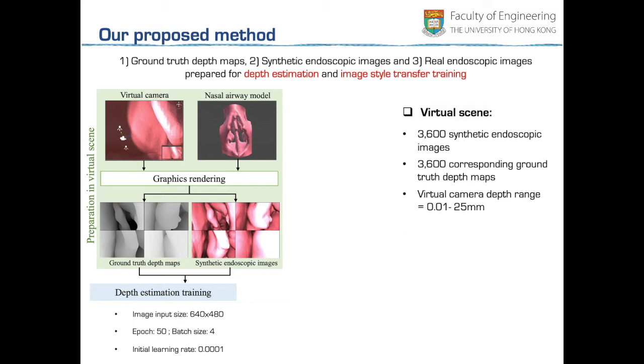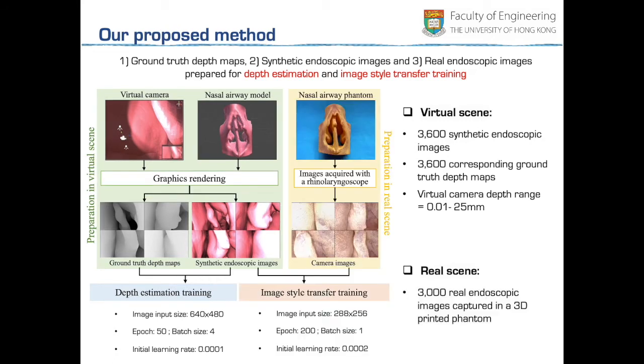Both synthetic endoscopic images and their corresponding depth maps are collected while the virtual camera navigates around inside the nasal airway model. For adversarial image style transfer training, we firstly 3D printed a nasal airway phantom based on the digital nasal airway model. Endoscopic images are then captured inside the phantom airway with the Olympus laryngoscope.